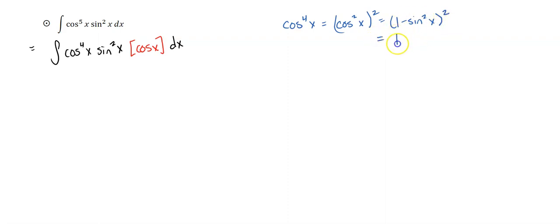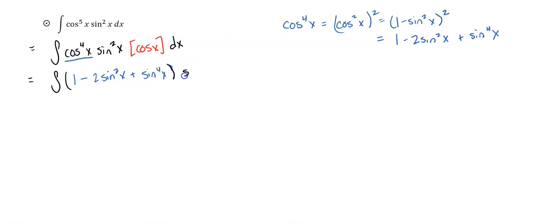And then I'm going to FOIL all of that out and get 1 minus 2 sine squared of x plus sine to the 4th of x. So that's what I'm going to replace here instead of cosine to the 4th of x. So I'll have the integral of 1 minus 2 sine squared of x plus sine to the 4th of x, all times sine squared of x, all times cosine of x, all times dx. And when I distribute, I have the integral of sine squared of x, cosine of x, dx. That's the first one.